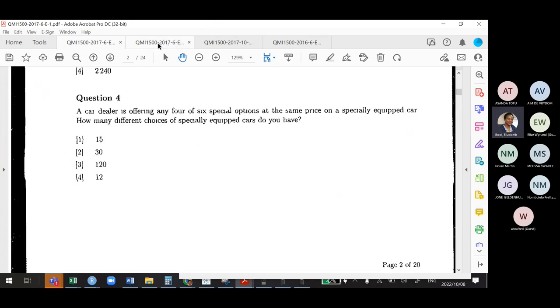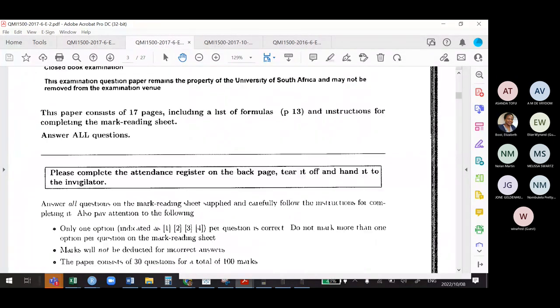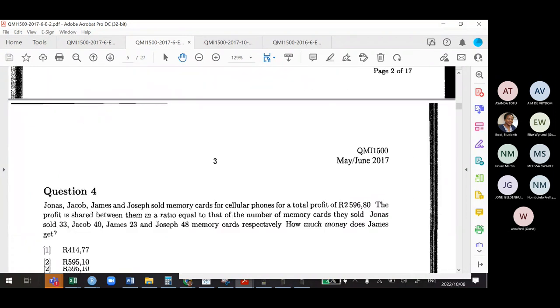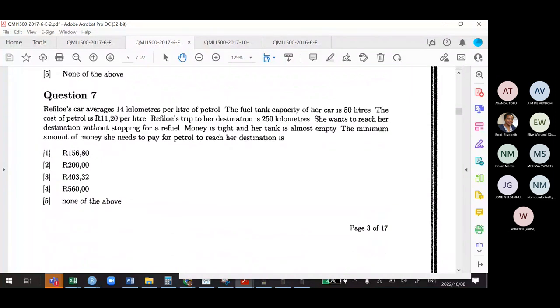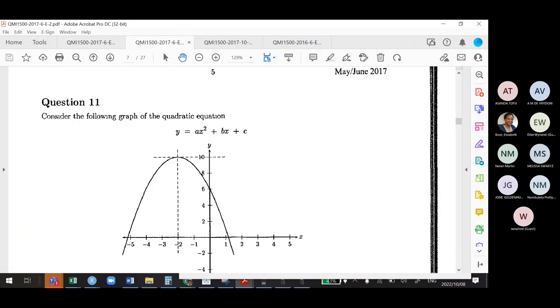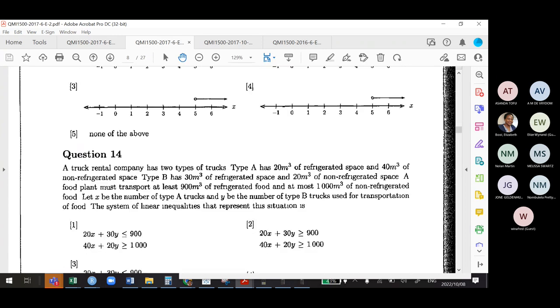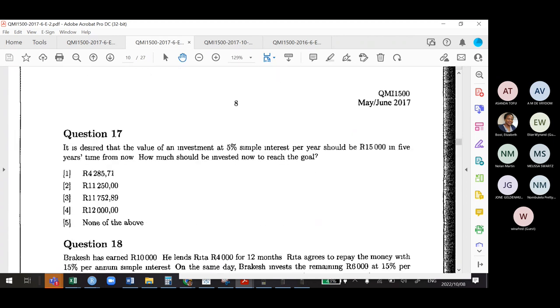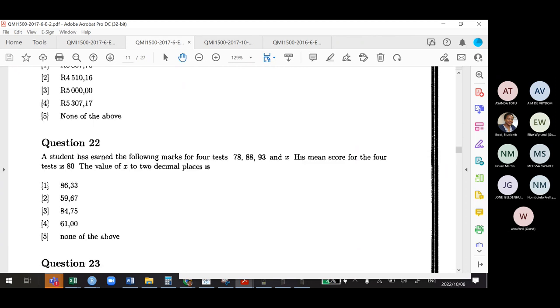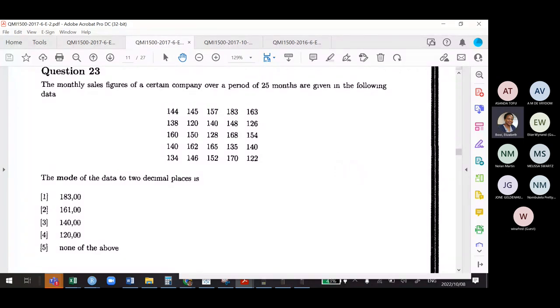So let's go and look at another question paper. Okay, there is another question. I'm going to give you time because you need time, because these are huge numbers. There are about 25 numbers on here. You need to order this number from lowest to highest.